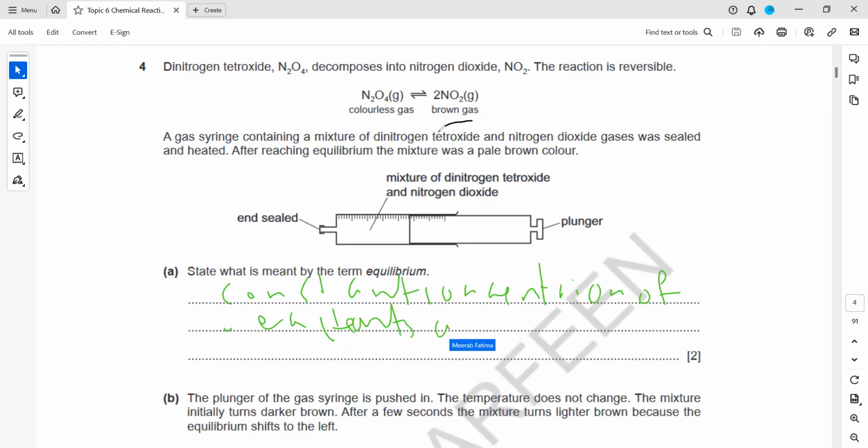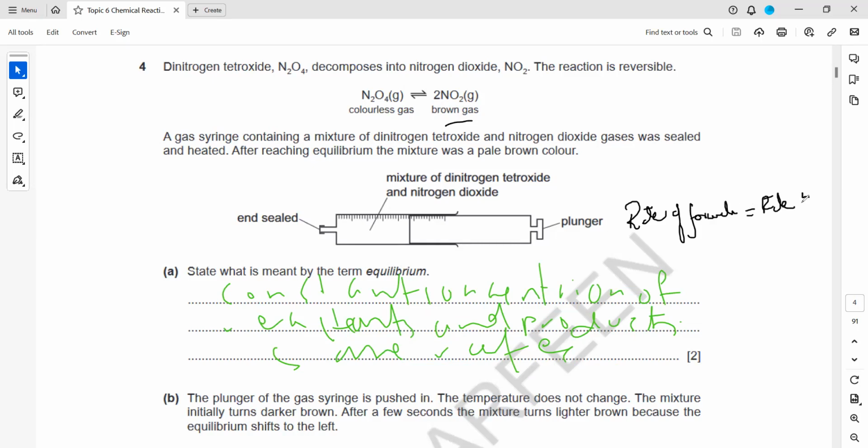What is meant by equilibrium? The term equilibrium means the rate of forward reaction equals the rate of backward reaction, and there is no change in the concentration of the reactant and product. But don't say the reactant and product have the same concentration. So we can say the rate of forward reaction equals the rate of backward reaction, and there is no change in the concentration.